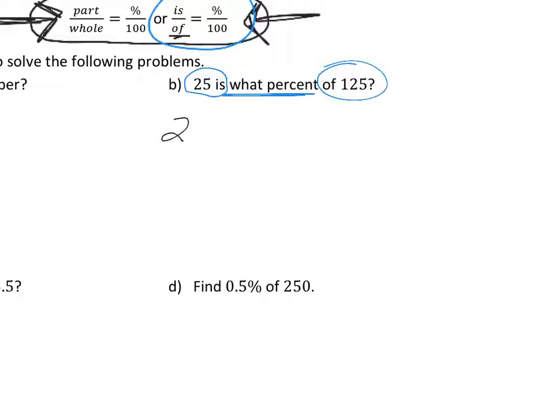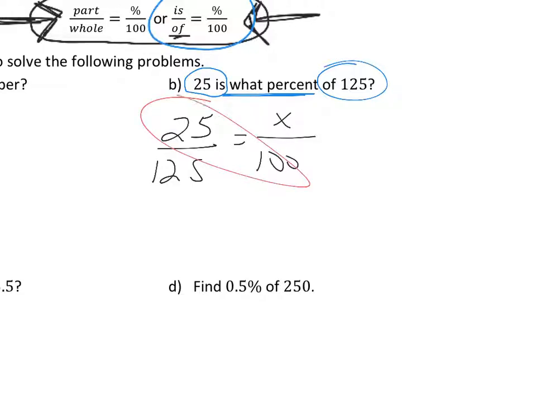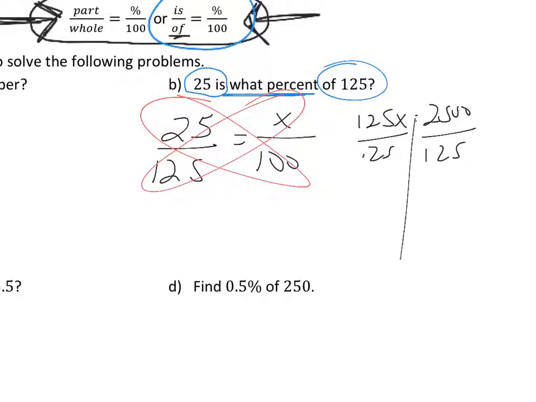So 25 is of 125. Has to be what percent? No idea, over 100. Then from there, again, we cross multiply and set up your equation horizontally. So I have 125x equals 2500. I'm going to divide both sides by 125. Again, if you want to drop the wall, just drop the wall.